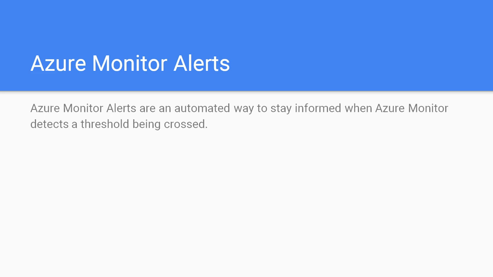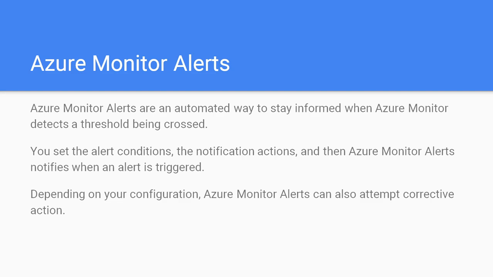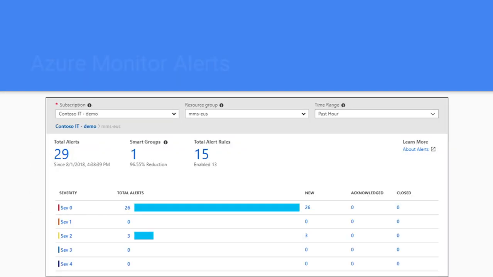The Azure Monitor alerts. Azure Monitor alerts are an automated way to stay informed when Azure Monitor detects a threshold being crossed. You set the alert condition and the notification actions, and then Azure Monitor alerts notify you when an alert is triggered. Depending on your configuration, Azure Monitor alerts can also attempt corrective action. So here, let's see this image. You can see that we have this subscription, this resource group, and the time range, the past 1 hour. Total of 29 alerts, 1 smart group, and 1 total alert rule. Here you can see that this depends on the severity as well.